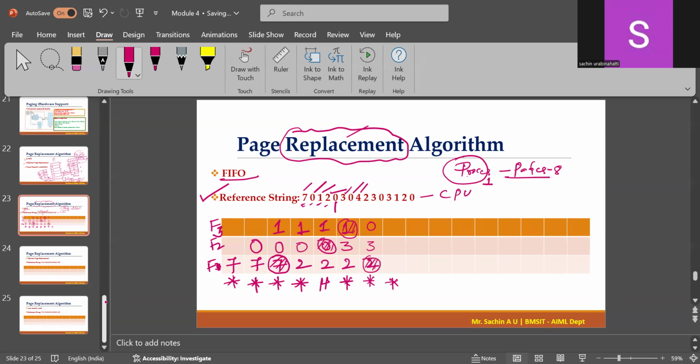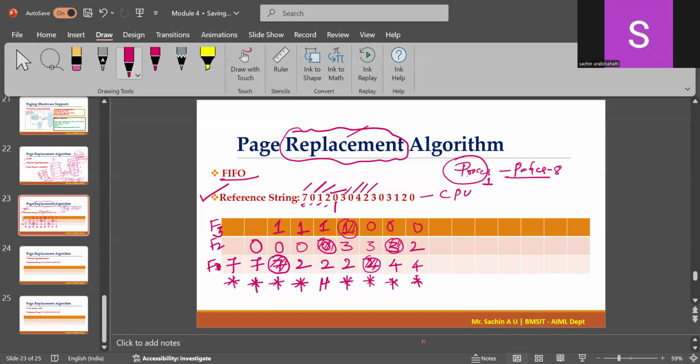This should be replaced, and here instead of 2 I will mark it as page number 4 comes in the place of page number 2. So 2, sorry, 4 is done. After that, page number 2 is requested. See here, page number 2 is not present, so I will term it as page fault. So which one should be replaced now? 3 should be removed. Instead of 3, I will place 2 over here.